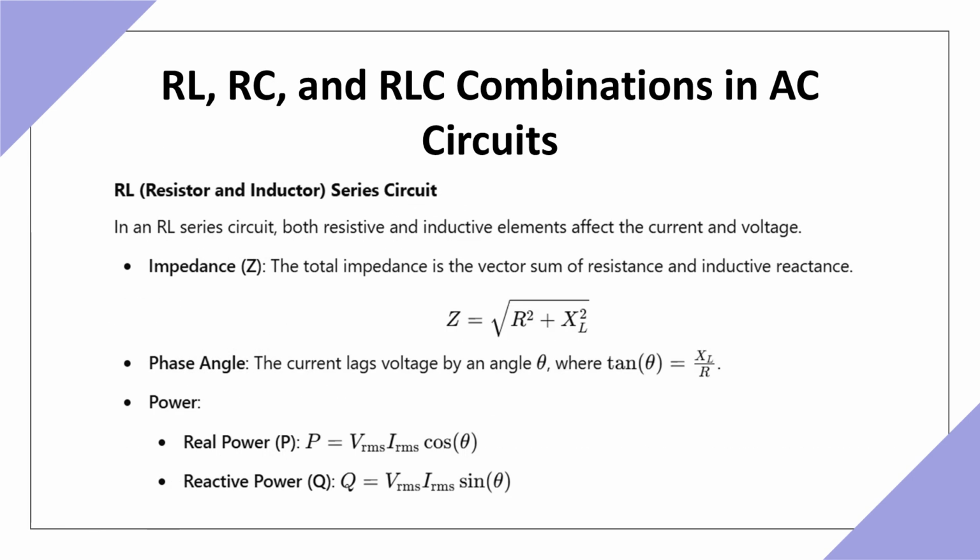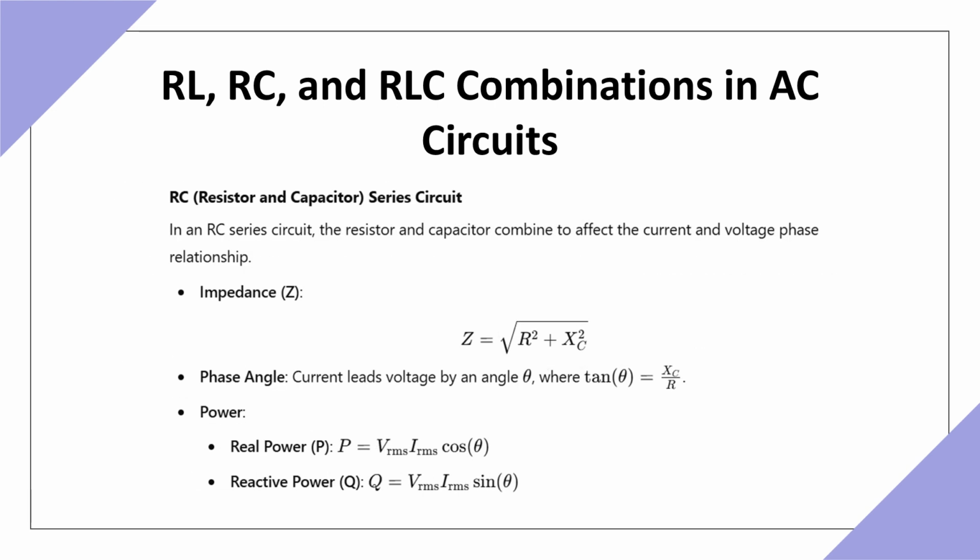In an RL circuit, the inductor introduces a lagging phase angle between voltage and current. The impedance, Z, is a combination of resistance and inductive reactance, Z equals square root of R squared plus XL squared. Current is determined by Ohm's law, I equals V divided by Z. RL circuits are commonly used in filters and transformers.